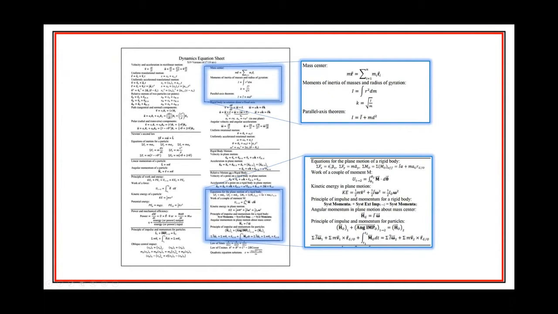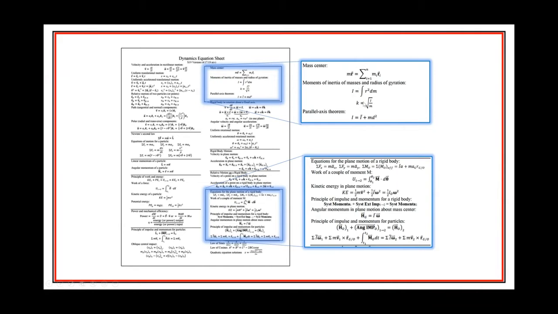And here's the equation sheet, where many of those things appear. Right here at the top, we find where the center of mass is. Here's the fundamental mass moment of inertia equation.